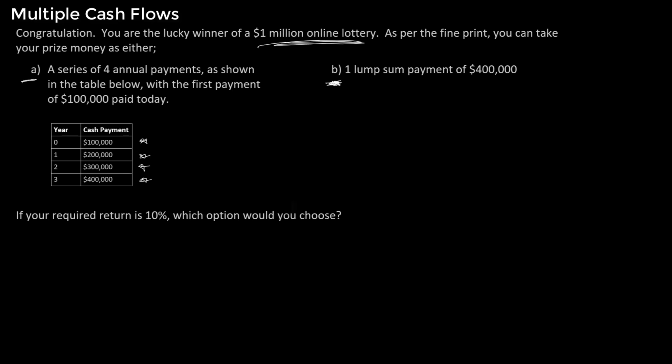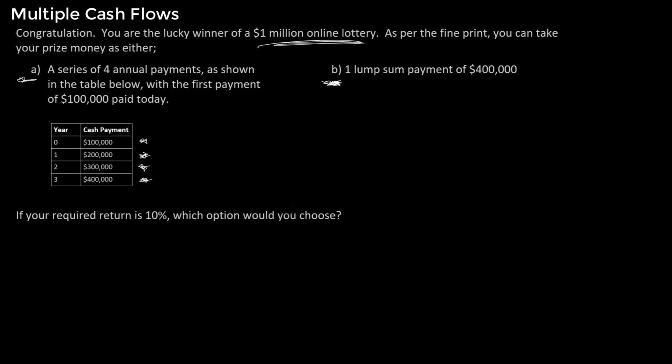So if your required return is 10%, which option would you choose? Option A or option B? In this particular question, what we're trying to get you to do is to calculate the present value of all of these cash flows here and then add them all together.